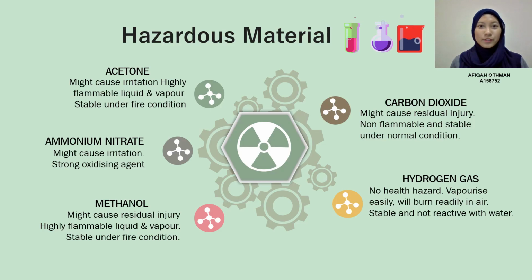The hazardous materials used in the production of PHB and biohydrogen are acetone, ammonium nitrate, methanol, carbon dioxide, and hydrogen gas. Acetone might cause irritation, is a highly flammable liquid and vapor, but it is stable under fire condition. Ammonium nitrate might cause irritation. It is known as a strong oxidizing agent. Methanol might cause residual injury, is a highly flammable liquid and vapor, and is stable under fire condition.